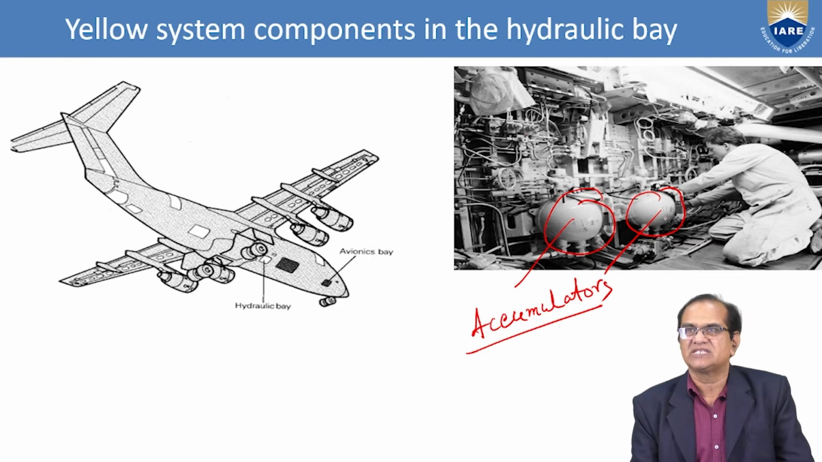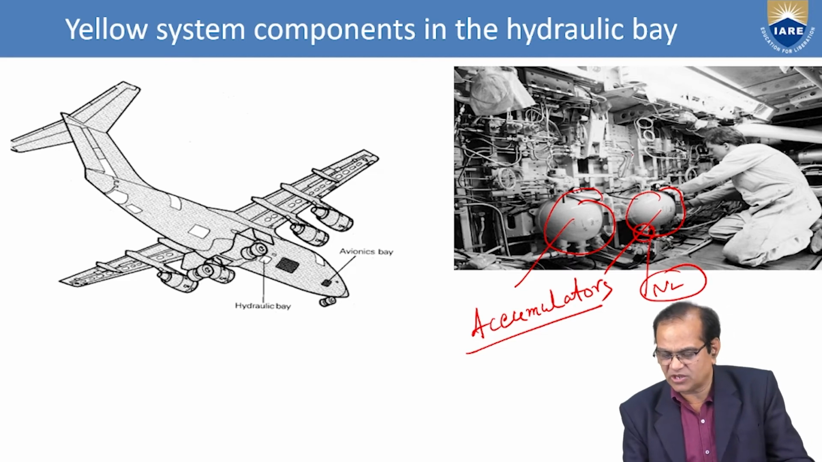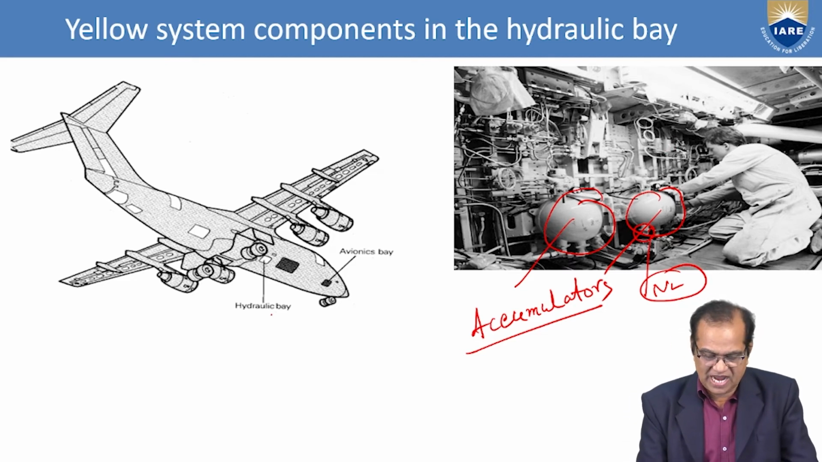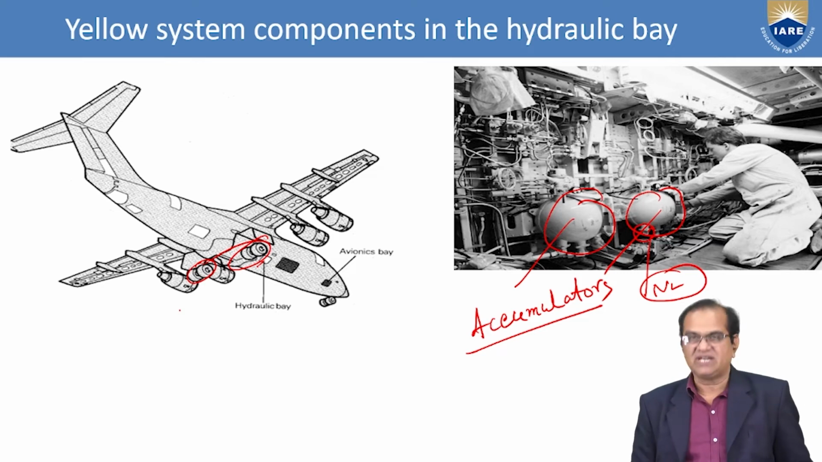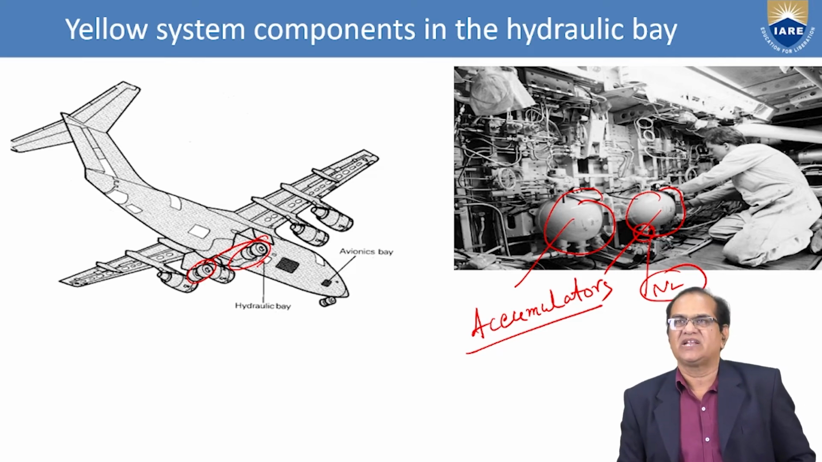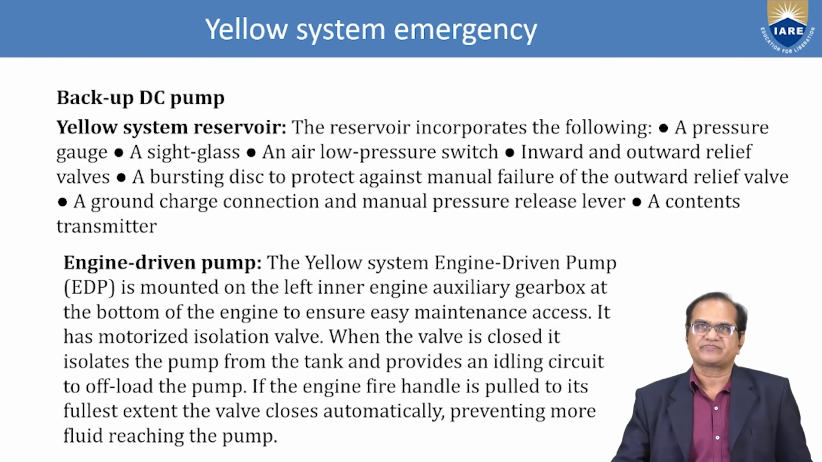And these accumulators are charged here by nitrogen. So these things can be done. And a number of items and equipment are there on the aircraft. And this is the hydraulic bay here, below the fuselage. And here is the avionics bay, and these are the wings, these are the engines, and these are the landing gears. Okay, so it is just depicted for the sake of knowledge, to show the location of the hydraulic system. In this, the yellow system components of the hydraulic system are shown.